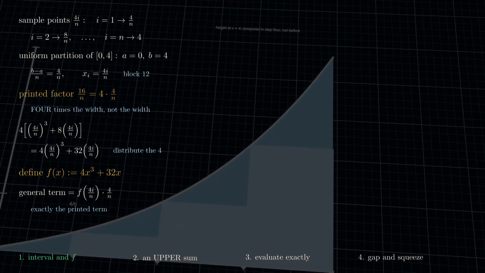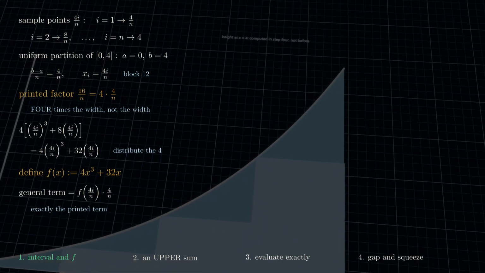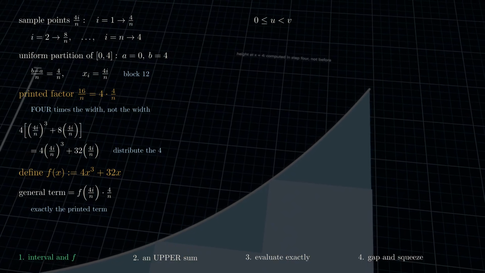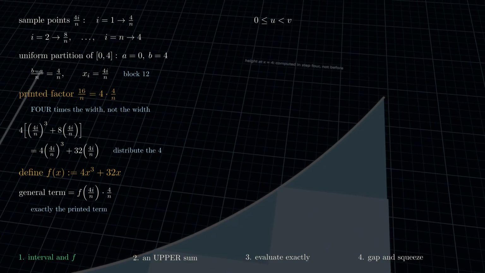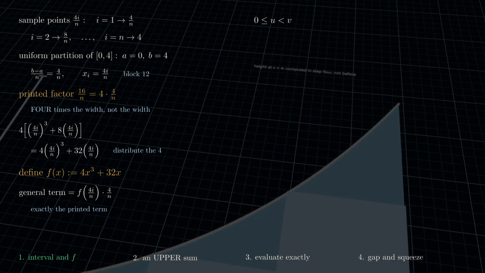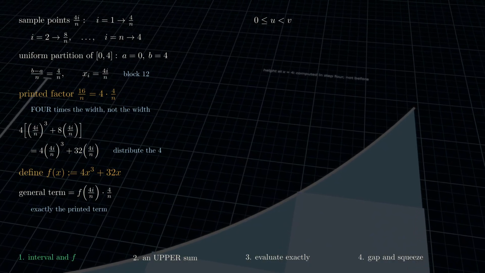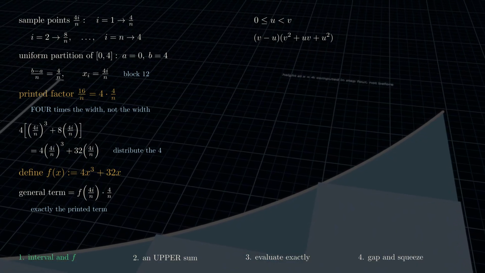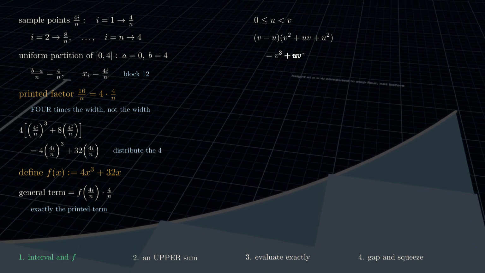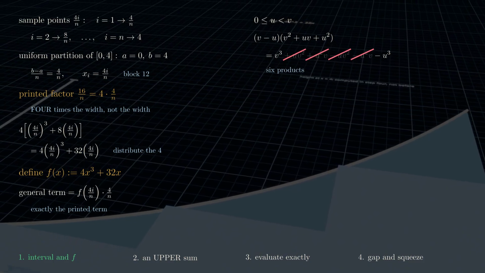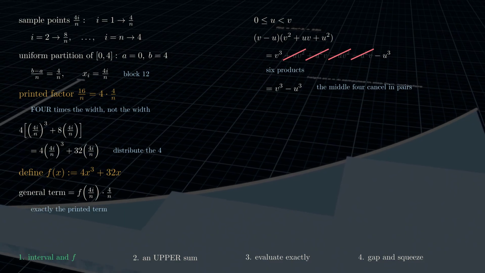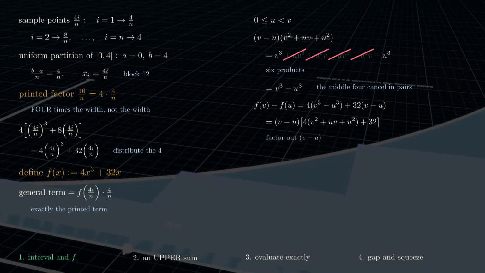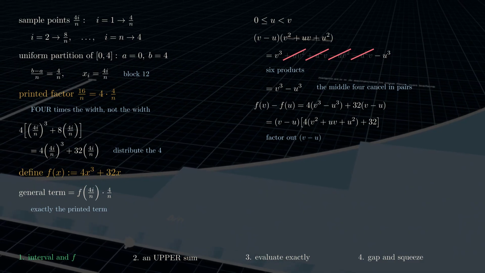Step 2. Is it an upper sum? That needs the sample point to give the supremum on its strip, which happens when f is increasing. Prove it on 0 to 4. Take u and v with u at least 0 and u less than v, and compute f of v minus f of u. 4 times (v cubed minus u cubed), plus 32 times (v minus u). Factor v cubed minus u cubed. Multiply v minus u by v squared plus uv plus u squared. The board writes all 6 products. The middle 4 cancel in pairs, leaving v cubed minus u cubed. So f of v minus f of u is (v minus u) times the quantity 4 times (v squared plus uv plus u squared), plus 32.